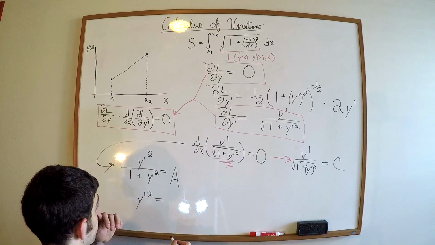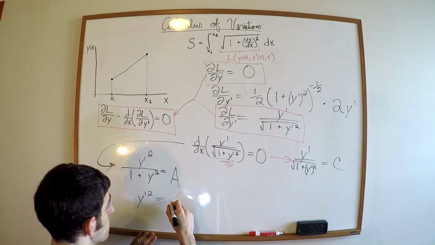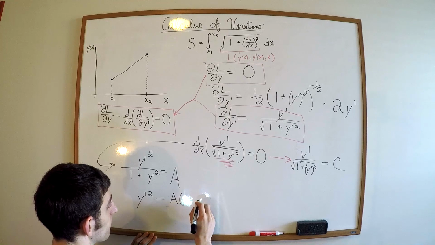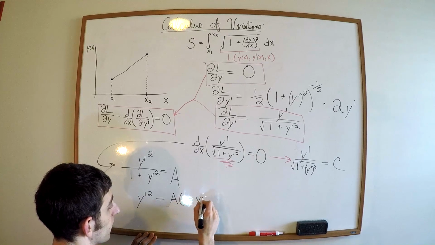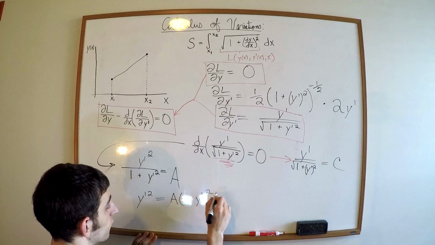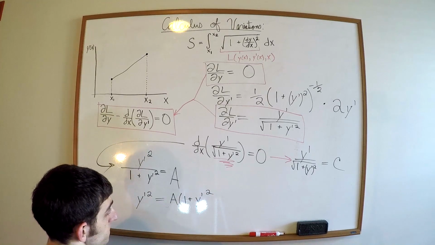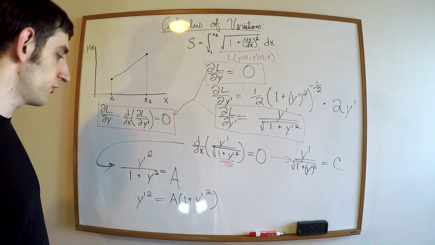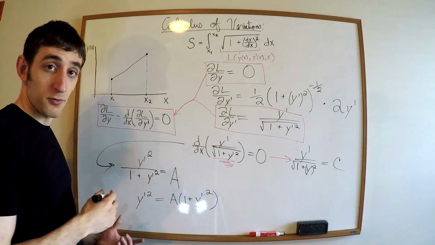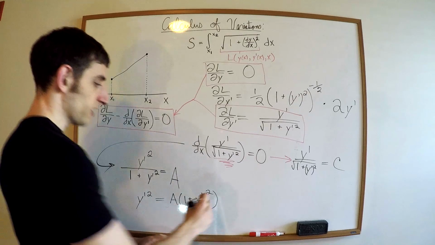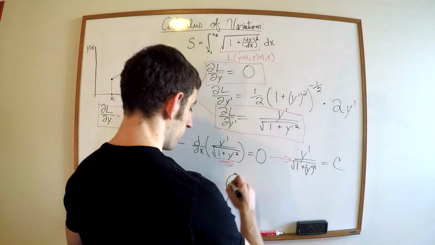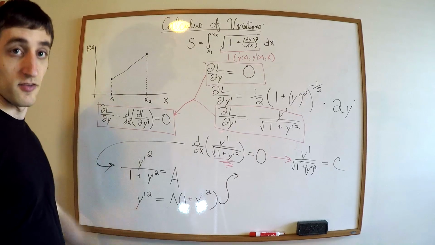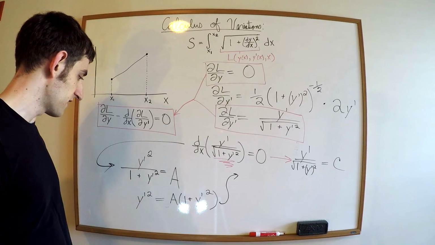So we get y prime squared is equal to a times 1 plus y prime squared. All right. Then what we're going to do is group these y prime squared terms again, see what we end up with. We go over here. It's sort of all over the place, but I guess this sort of thing happens when you don't have a lot of board space.